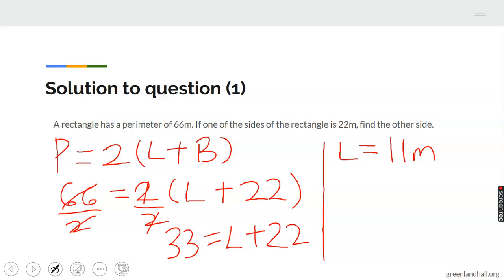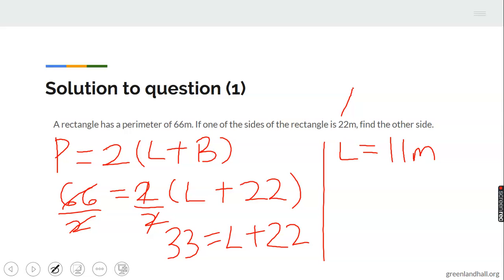With this assumption, they do not state whether it's length or breadth. But we know that in a rectangle, the length is the longest side. The length is the longest side. So definitely the length will be 22, and the breadth will be 11. So that's that on that.